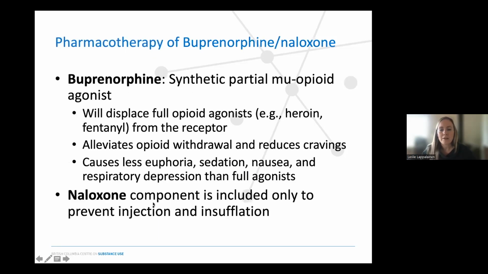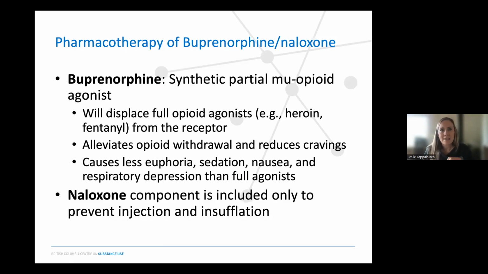The pharmacotherapy of buprenorphine naloxone. Buprenorphine is a synthetic partial mu opiate agonist. So what does that mean? It binds to the opiate receptor and it stimulates the receptor enough to alleviate opiate withdrawal and reduce cravings.